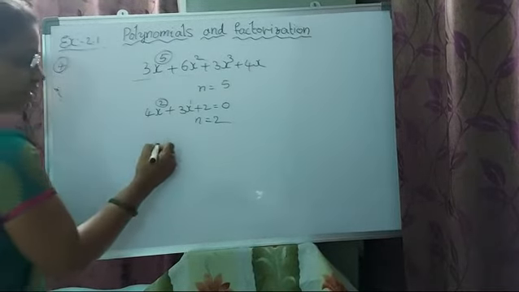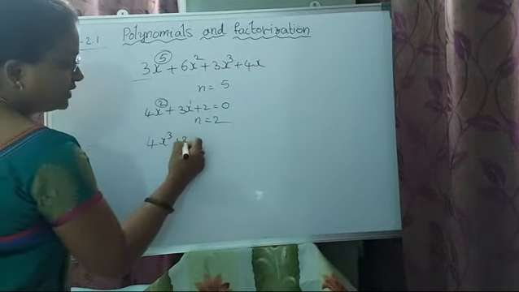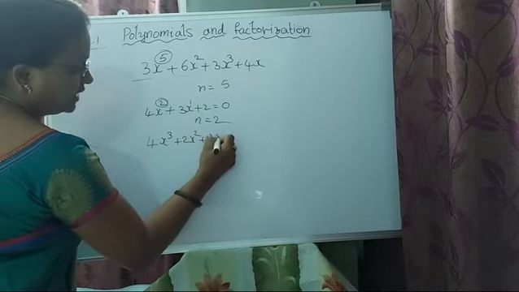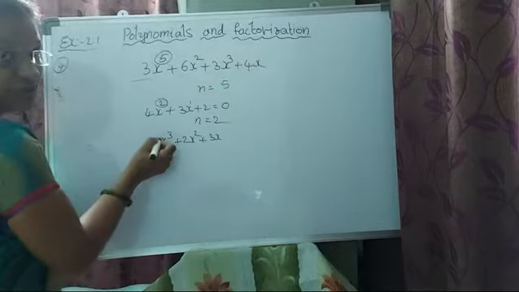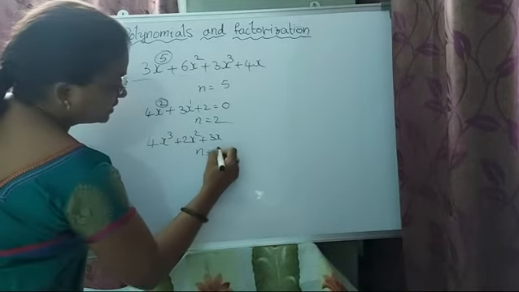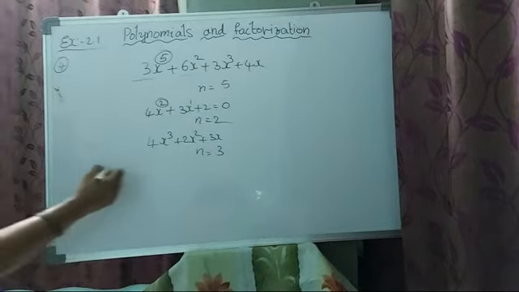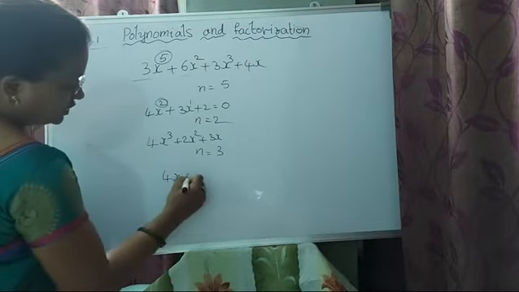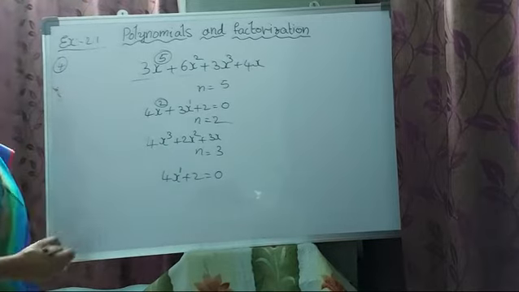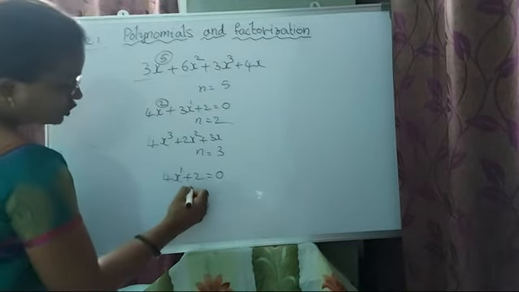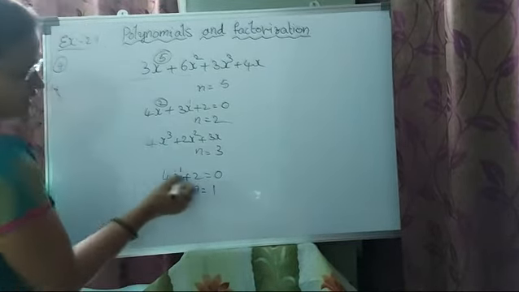One more example. 4x cube plus 2x square plus 3x. Here the highest power is 3, so the degree is 3. One more, 4x plus 2 is equal to 0. Here the power is 1, so the degree is 1. The highest power is 1.